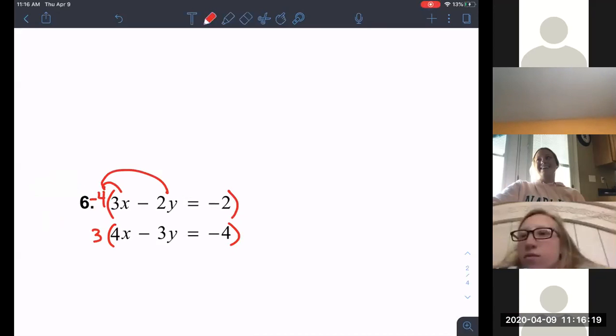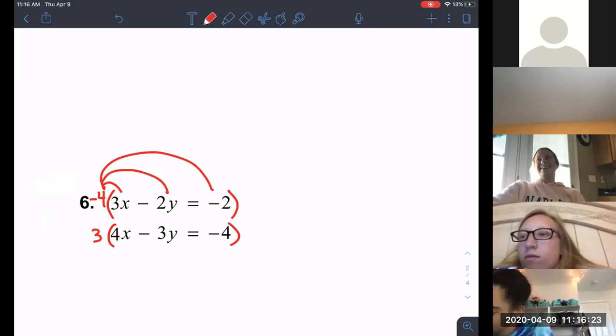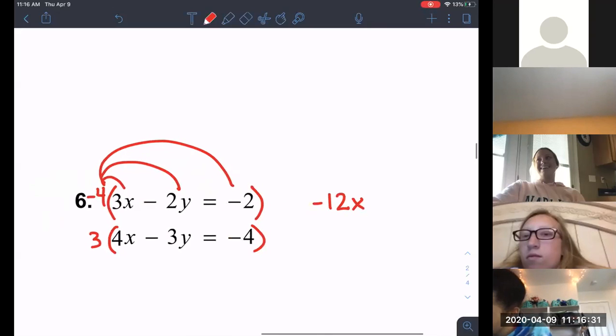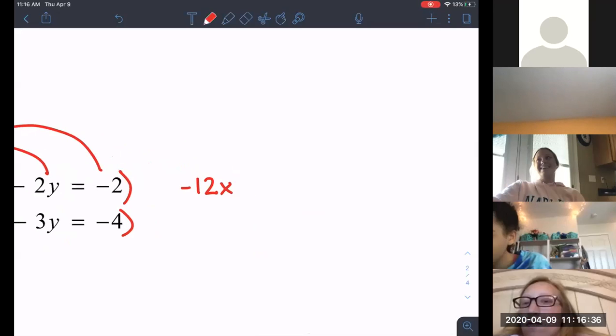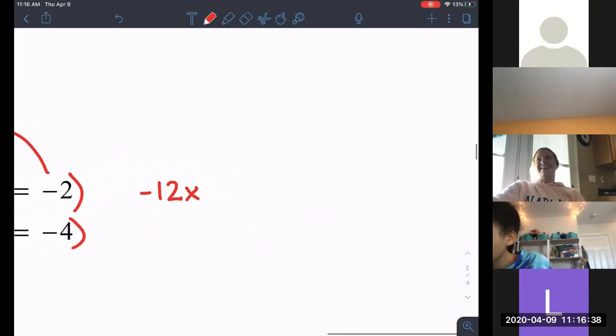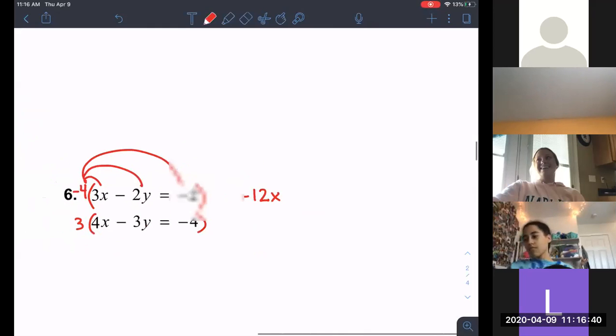-4 times 3, -4 times -2, -4 times 2. So I'm going to rewrite. It's always a great idea to rewrite the equations in their entirety. A lot of students will write the answer up above and then write the answer down below, and then they'll get confused on which equation they're using. So always rewrite the equations off to the side.